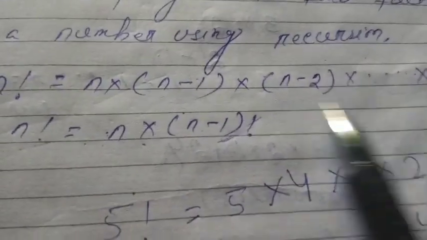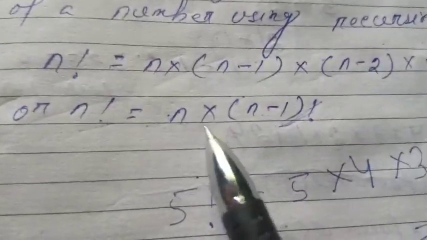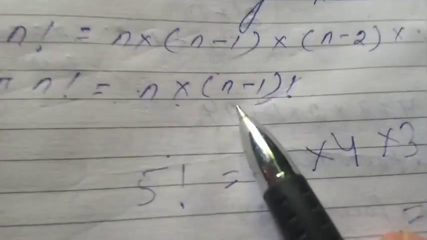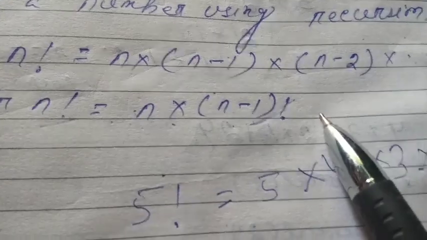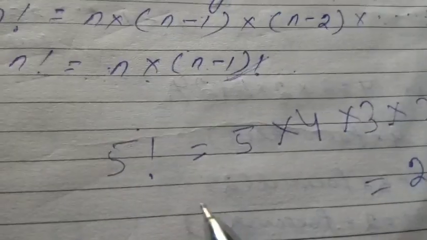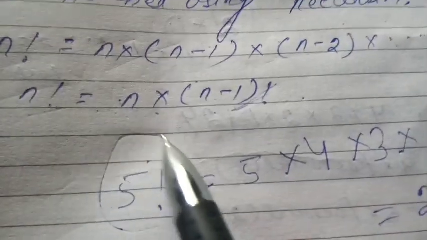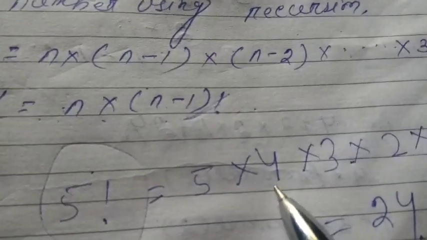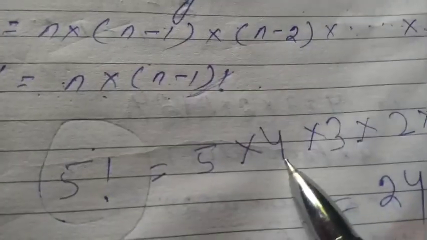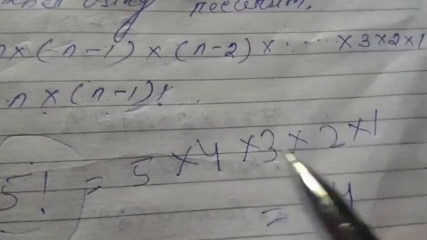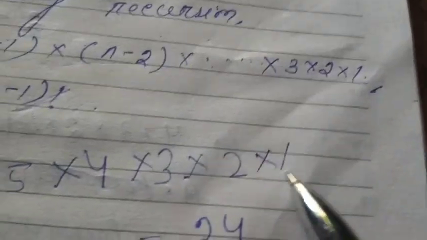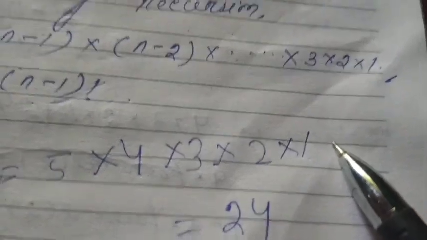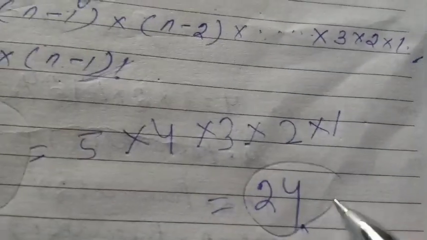If we formulate this common expression, n factorial is equal to n into (n minus 1) factorial. For example, suppose I want to find the factorial of 5. Then I can write 5 into 4, which is n minus 1, then 4 minus 1 is 3, then 3 minus 1 is 2, then 2 minus 1 is 1, then 1 minus 1 is 0. 0 factorial is 1, we know. So the result is 24.